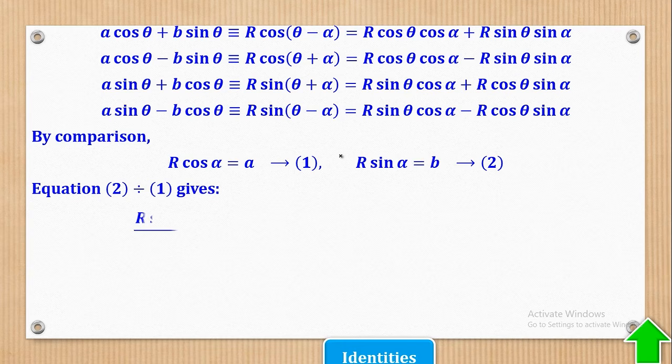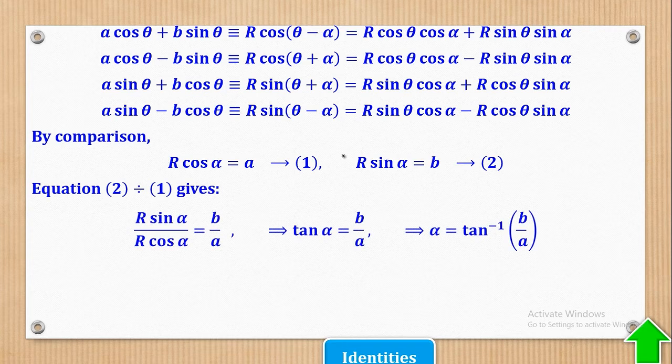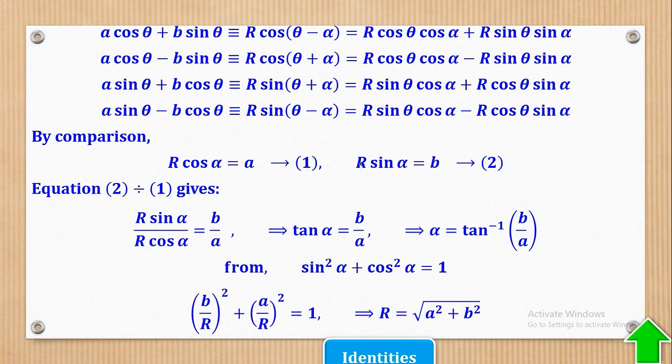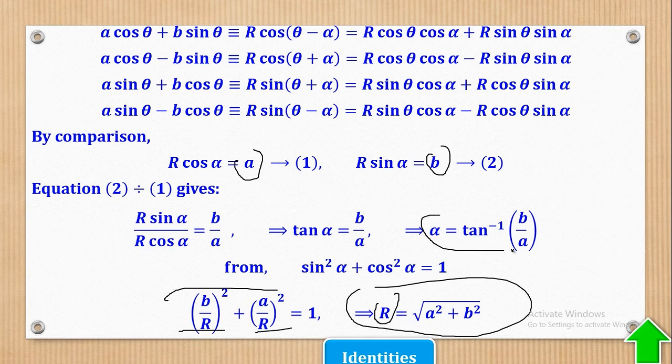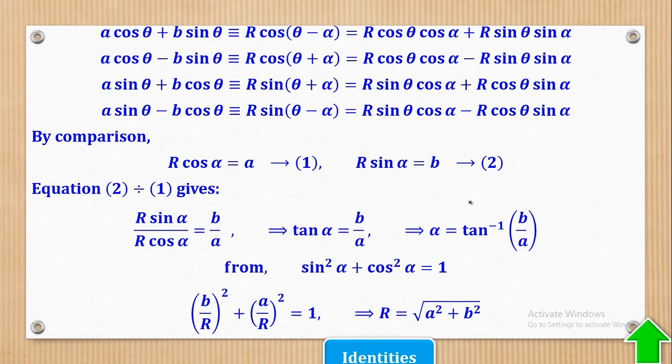Then when I divide the two equations, I'll be able to get the value of alpha, which will be arctan b over a. Then from the first identity of trigonometry, I'll come and substitute for sin alpha and cos alpha to come up with this and this, implying that r is equal to the square root of a squared plus b squared, where a is this and b is that. So these two, for this r and this alpha, are very vital in this topic.